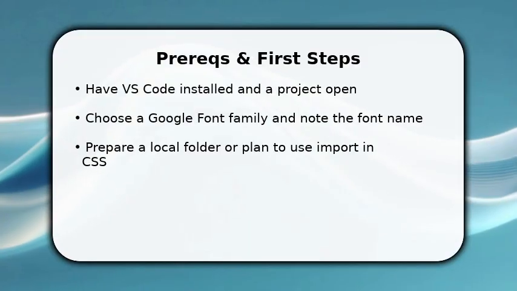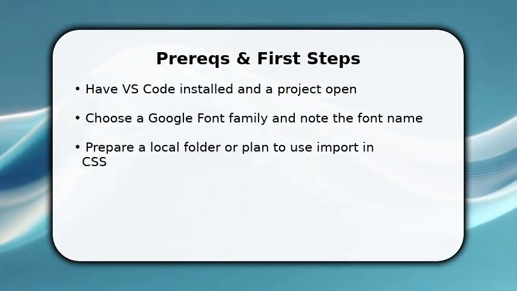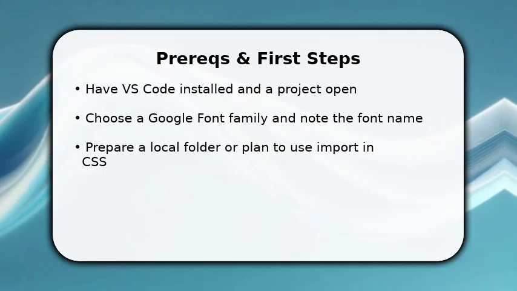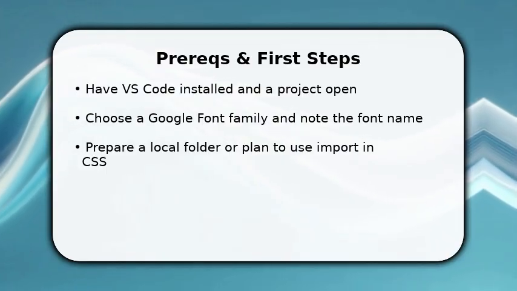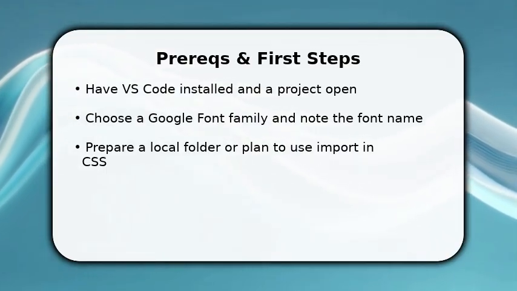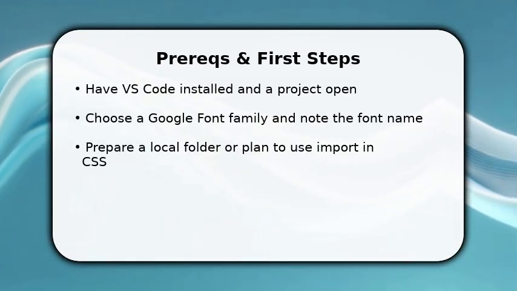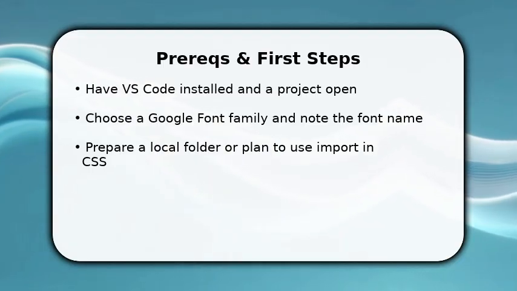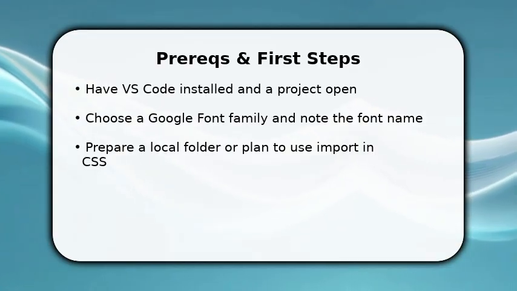You'll start by picking the Google font you want and ensuring VS Code is ready. Open your project folder and create a fonts or assets directory if you plan to host files locally. Once done, grab the exact font family name and weights you need.